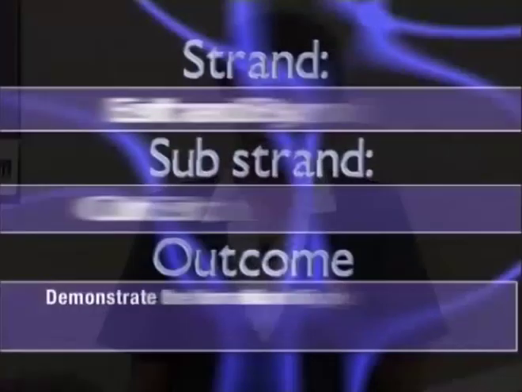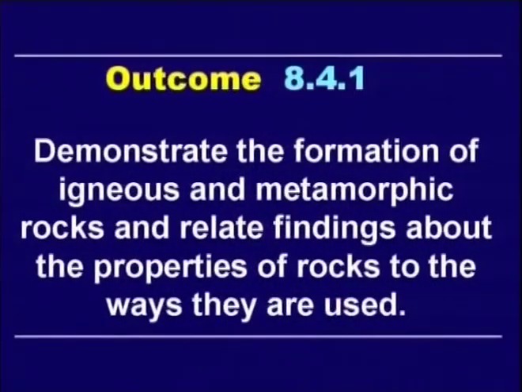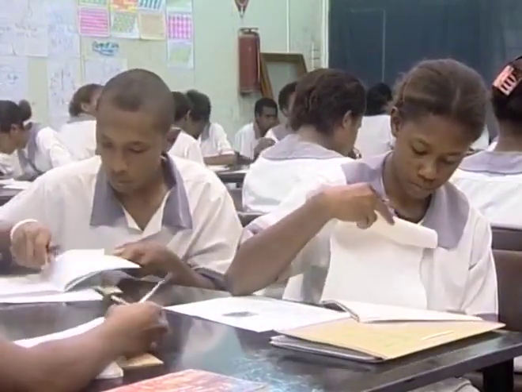This is the second lesson with a new strand and substrand, Earth and Beyond, our Earth and its origin. Outcome 8.4.1. Now I'd like us to have a look at the lesson that we looked at yesterday. It was on the layers of the earth, or the structure of the earth.